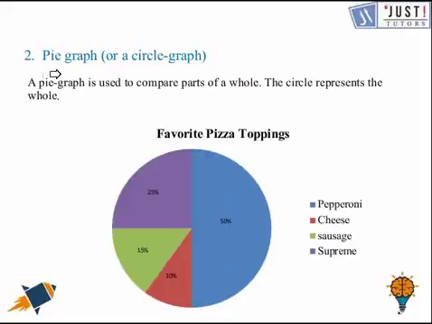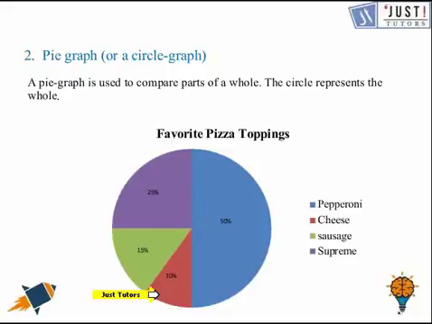The other graph that we have is pie graph, or also known as circle graph or pie chart. In this, we use a circle which represents the whole, and this is used to compare parts of a whole. Like here, the example which we have is for favorite pizza topping. The maximum pizza topping preferred is pepperoni, that's in blue.